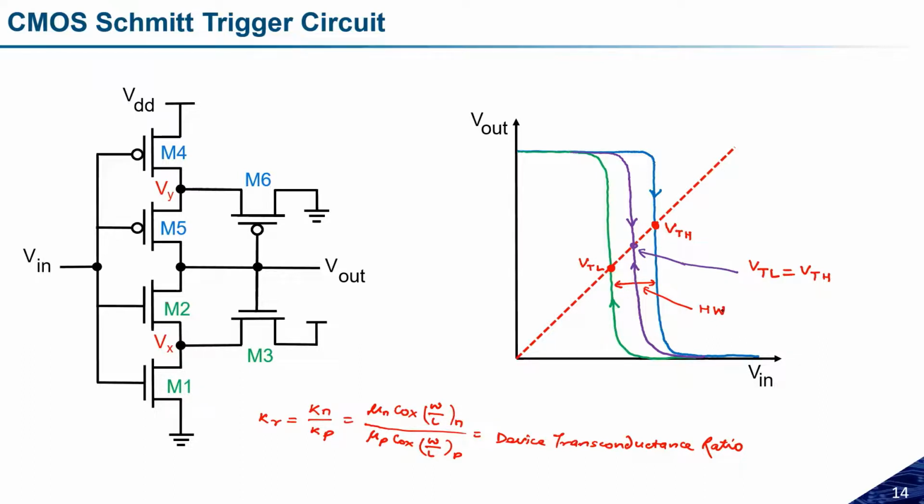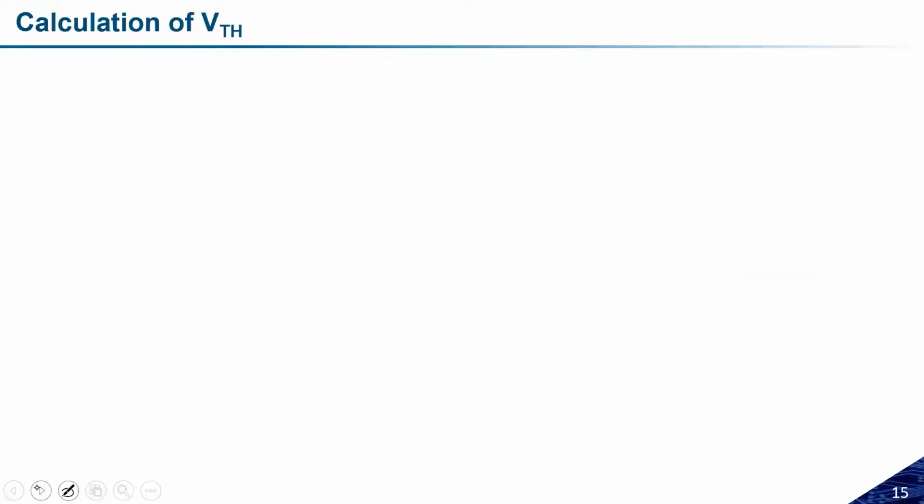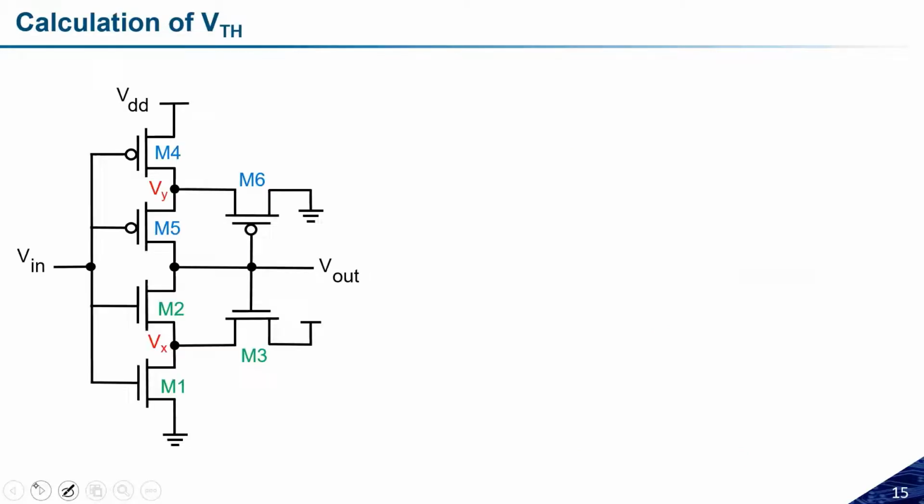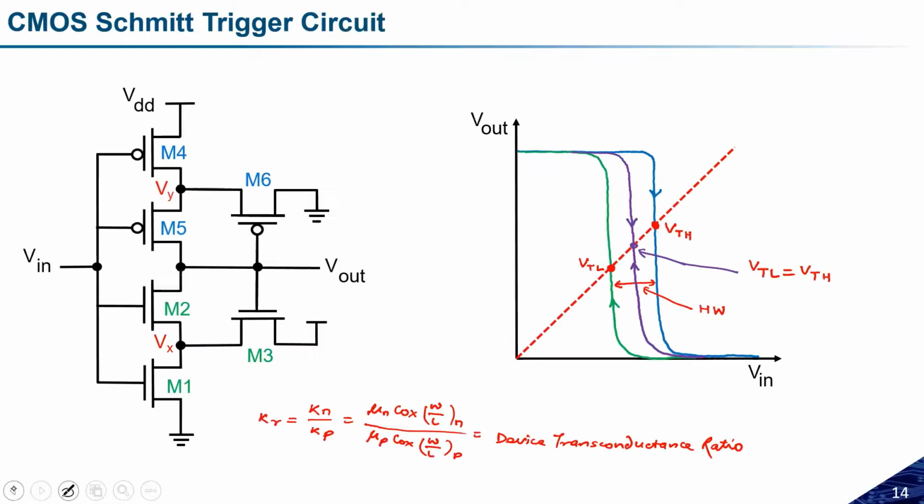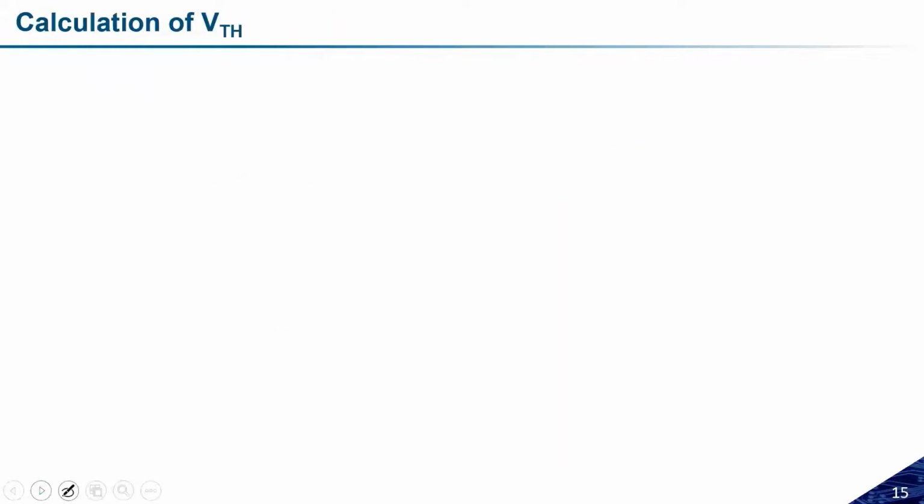So let us discuss in more detail VTH and VTL. Let us try to calculate VTH first. This is the circuit we have. If I have to calculate VTH, as I explained in the previous slide, I have to change the input from 0 to 1. And for VTL calculation, I need to change the input from VDD to ground. This is the consideration which we have already made.